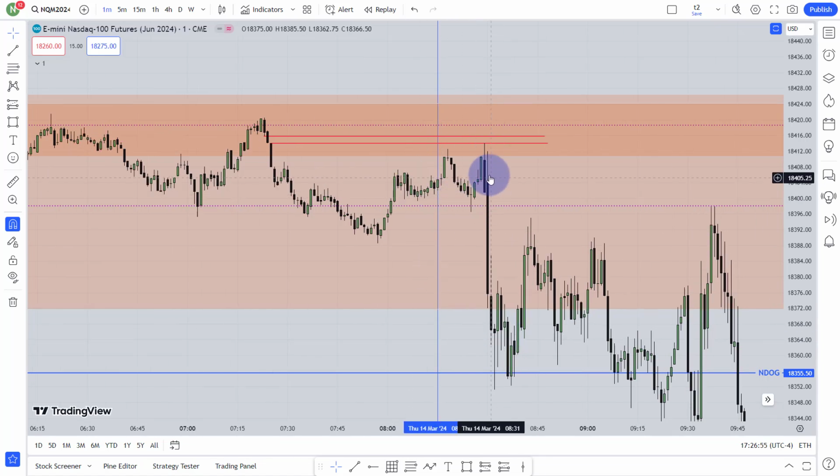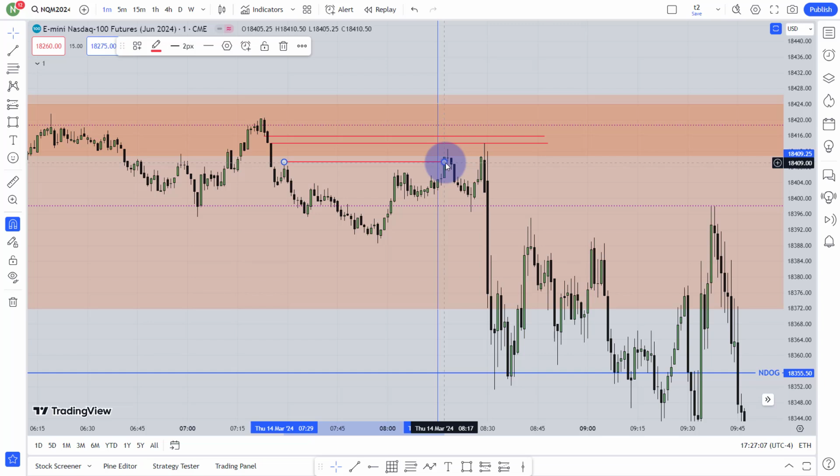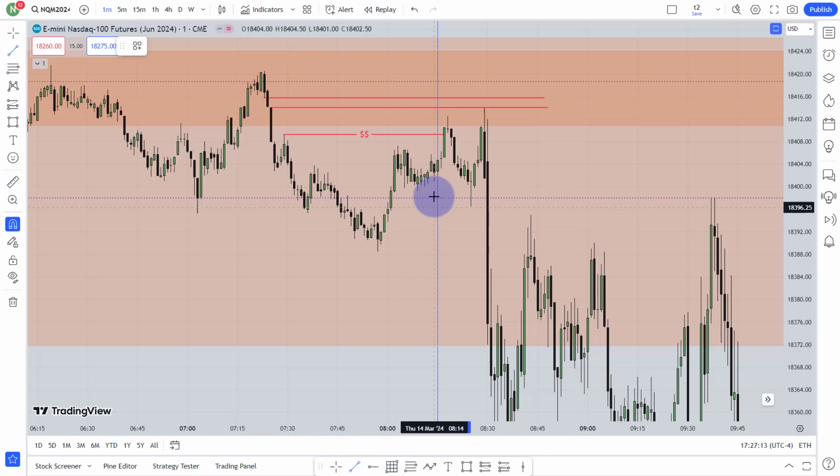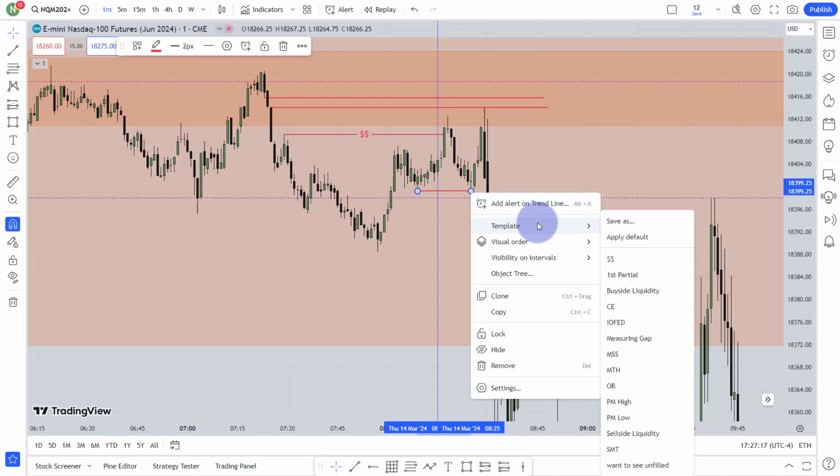Before 8:30 I saw the market went a little higher and took that buy side liquidity. This high and this high are relatively equal highs, so the market has taken that buy side liquidity. Then I got a very nice market structure shift. There was the market structure shift for me.